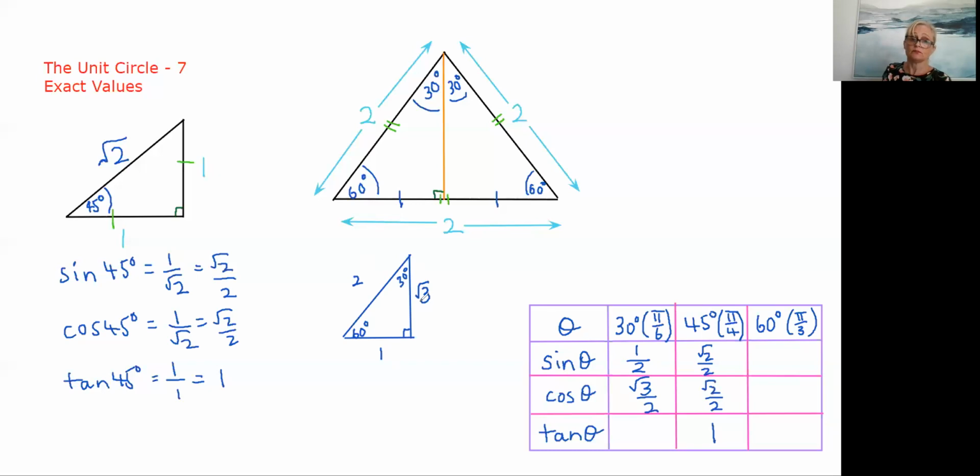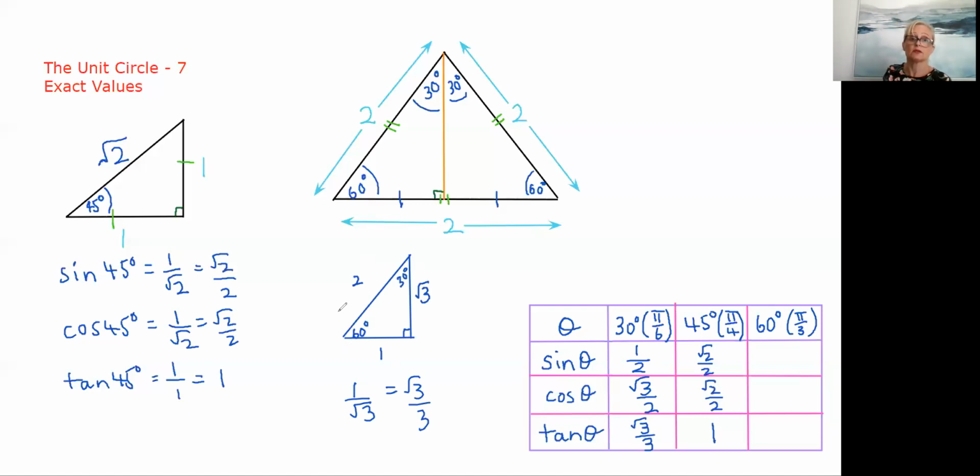And our tan of theta is our opposite over our adjacent. Now you can either leave it as 1/√3 or you can rationalise it to √3/3. It's up to you how you want to go there. I might leave it with a rational denominator.